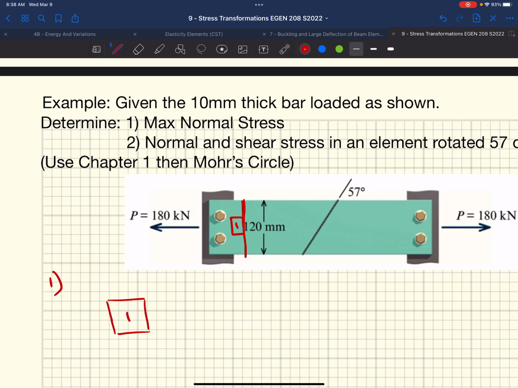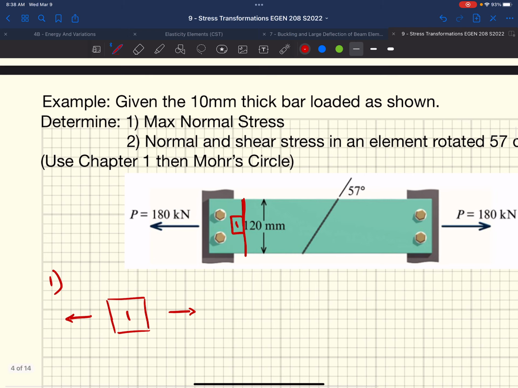We don't have any shear stresses on this block. We do have some normal force acting on the x faces of this block. That's going to be our P of 180 kilonewtons. That's our normal force, and that force is going to create a stress. We don't have any forces perpendicular to that, so there are no normal forces up here, and there are no shear stresses. We're not trying to shear this off anywhere. So this would be sigma x.